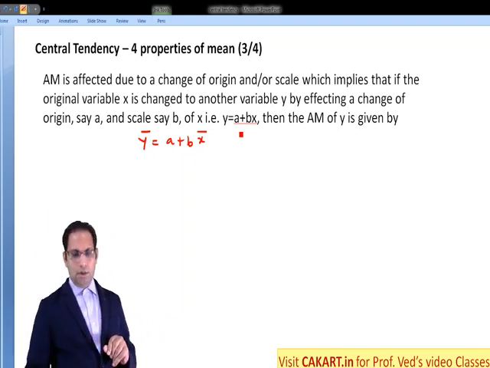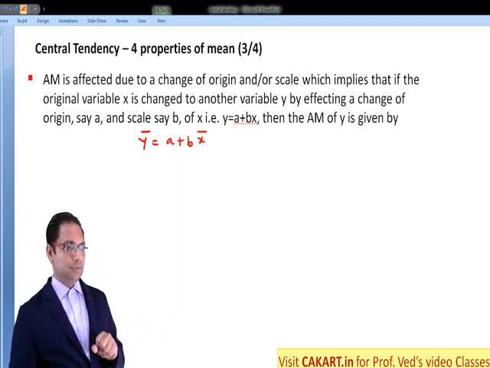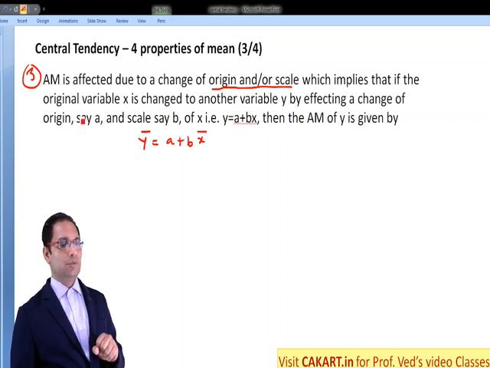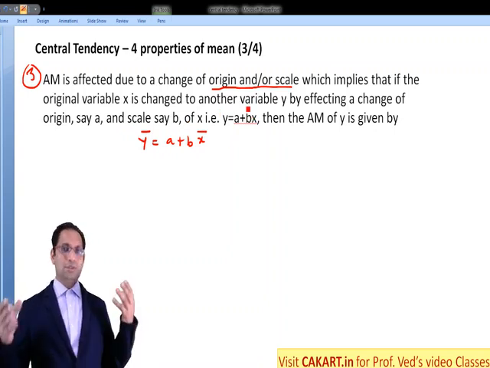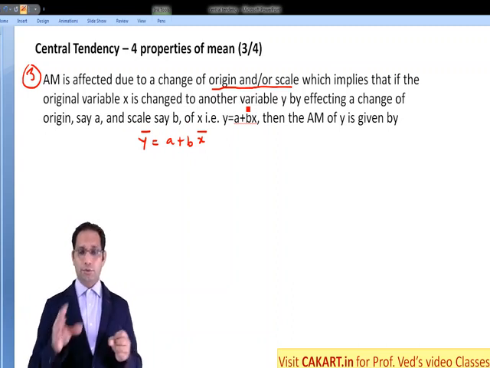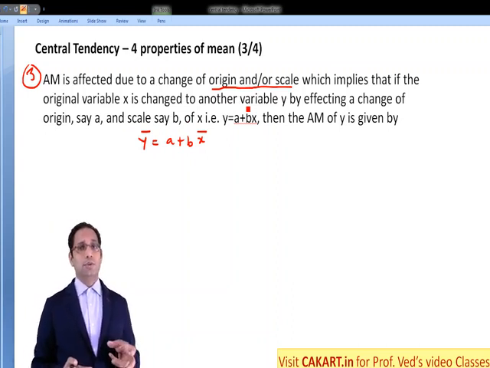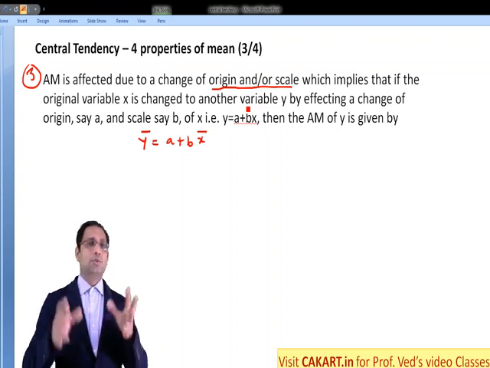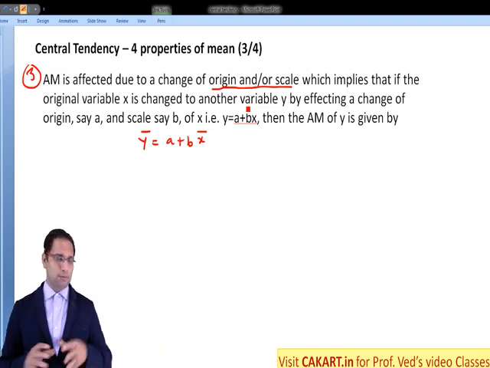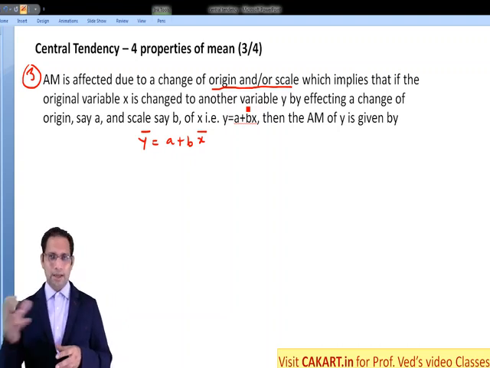Now, let us look at it. This is the third one. Arithmetic mean is affected due to a change of origin and or scale, which implies that if the original variable x is changed to another variable y by effecting a change of origin, say a, and scale, say b, of x, that is, the new y becomes a plus bx. Now this is all mathematical. Change of origin: if you take one number and add some constant, then the origin shifts. I don't want you to go into the detail there, okay? Similarly, scale changes when you multiply a number x by some number.